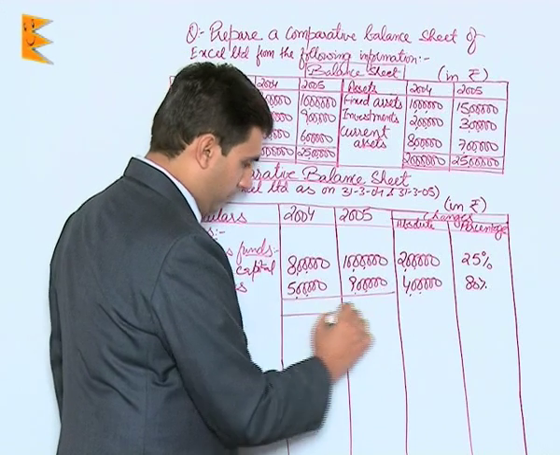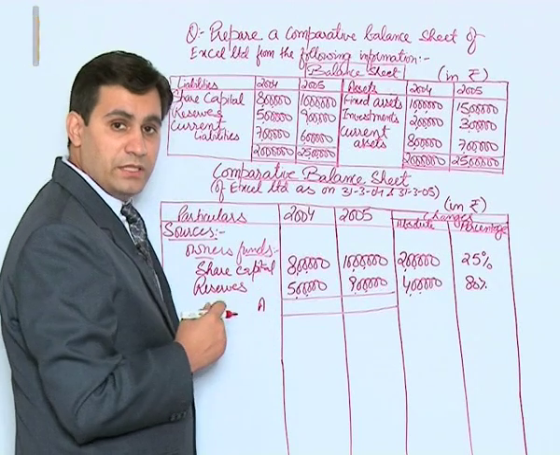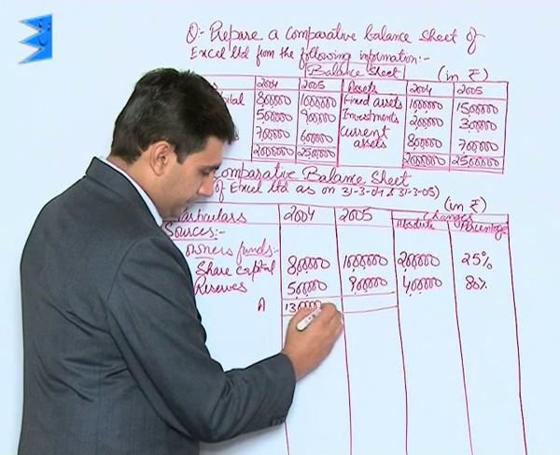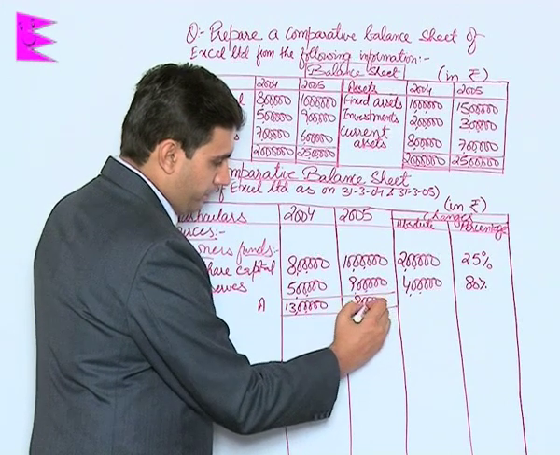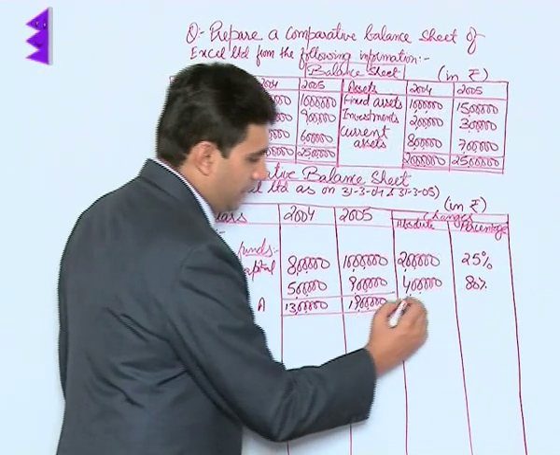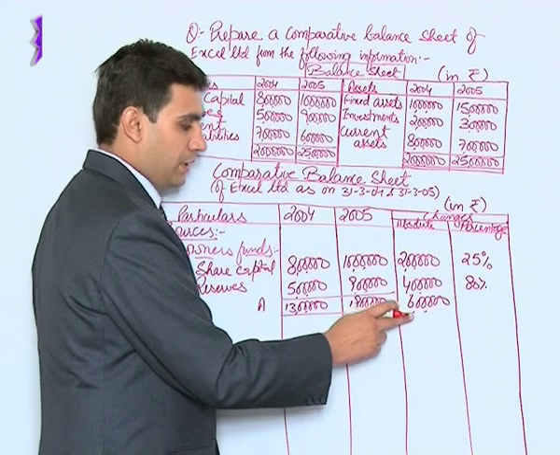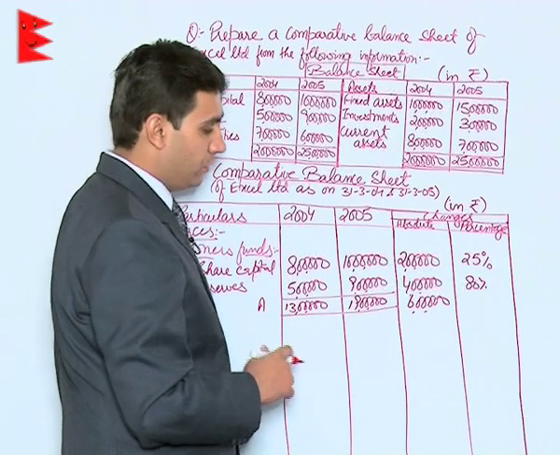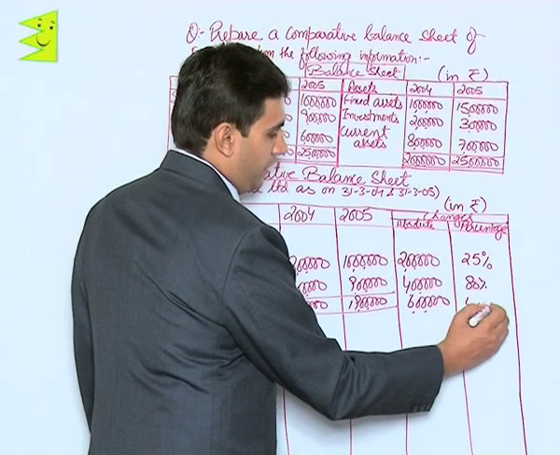Let us total it out and we will name it as A, and A represents owners funds, which is 13 lakh for first year, 19 lakh for the next year, and the absolute change is 19 minus 13, that is 6 lakh. Percentage change would be 6 lakh divided by 13 lakh into 100, which comes approximately to 46.1%.